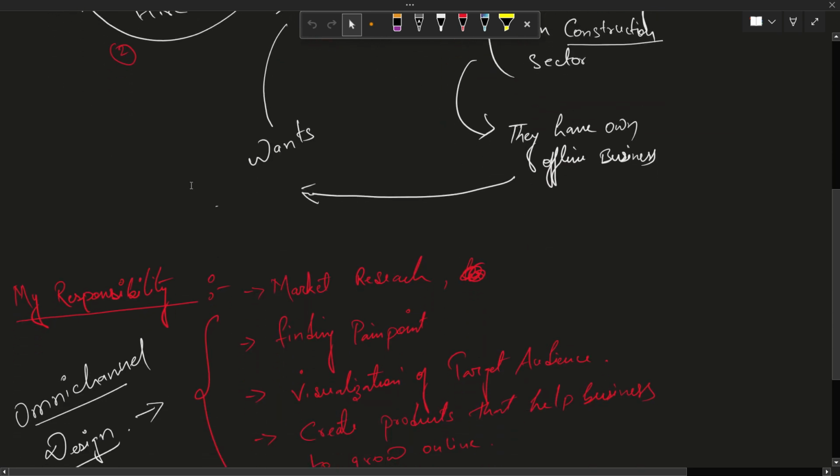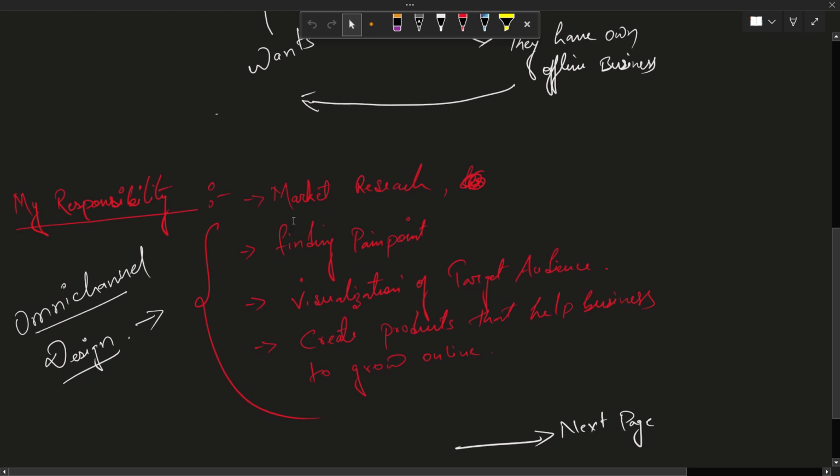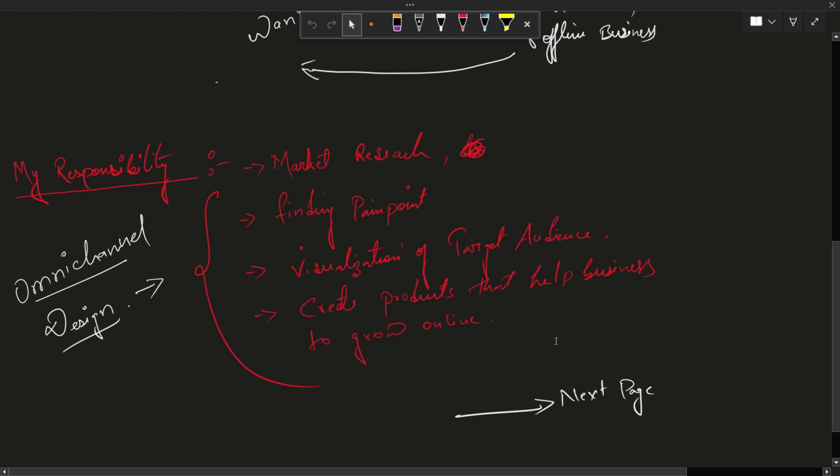So his responsibility is to do market research, find the gaps between different users, find the pain points of the business as well as the users, visualize the target audience very crystal clearly, and create a product that helps the business to grow online and channelize the different gateways. That's the responsibility that D has, and overall it is designing an omni-channel experience to channelize the different gateways and expand their business. So let's see in the next scenario.